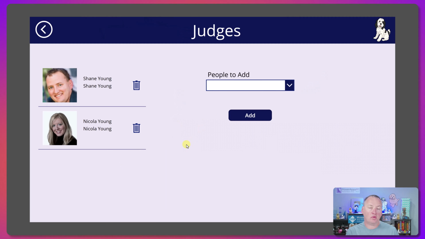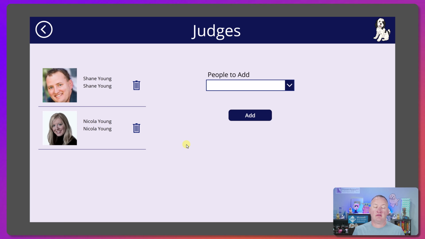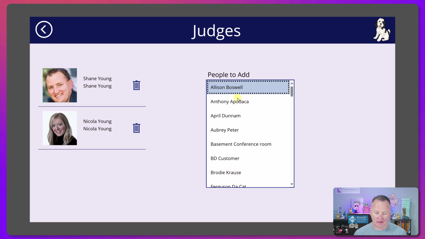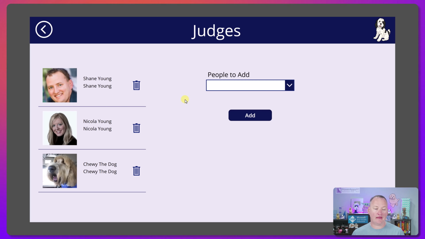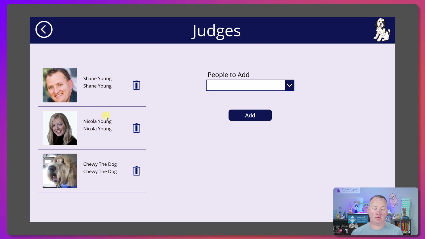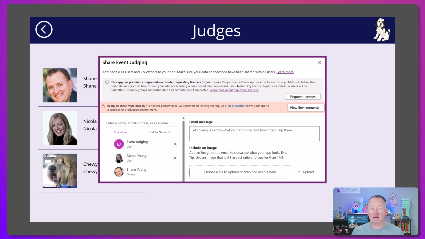For this one, we use an Azure AD security group. The idea is that when I add someone to the group, like if we look for Chewy and we choose Chewy the dog, and then we say add right here, then that is going to put him in that Azure AD group. So this is not showing us a Dataverse or SharePoint table. This is just showing us an Azure AD security group. And the idea then is that we're going to use that group to share the app with. So if you get added as a judge, you automatically have access to the app.